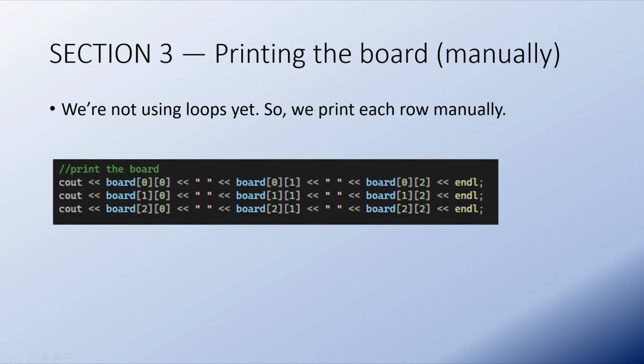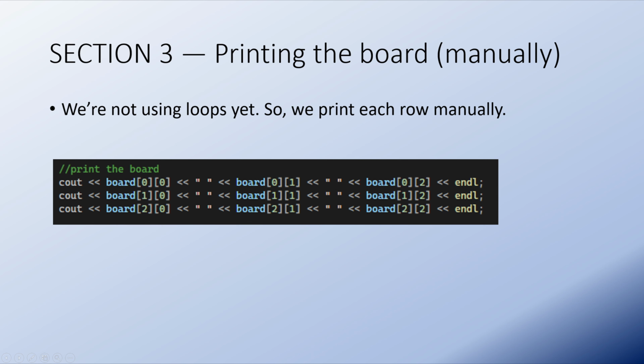Moving on to section 3, printing the board. To keep things as simple as possible for beginners, we are not going to use loops just yet. Instead, we are going to print out each row manually using standard cout statements. Let's break down how this works by looking at the index numbers inside the brackets.